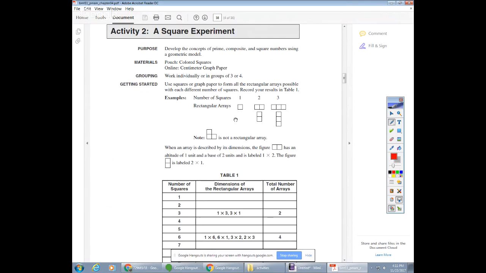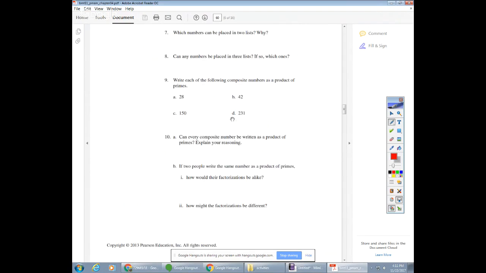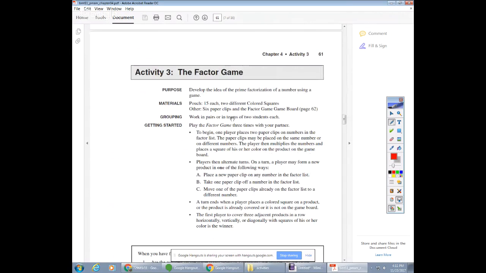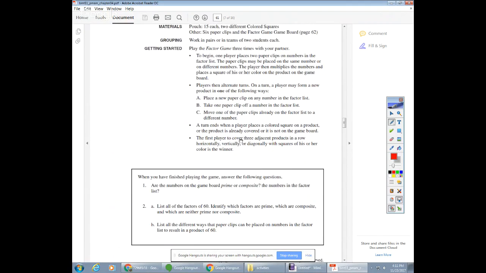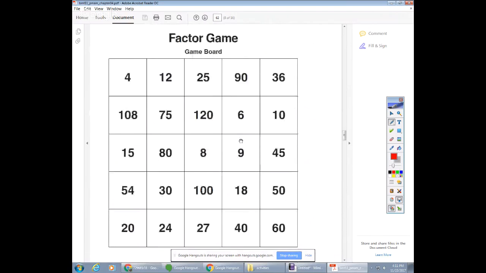And let me make a note of the activities I'm sure we're going to do. This is chapter 4, activity 2, activity 3. That one we'll play Monday. Hopefully everyone will be here for that, because it's a good one to play with a partner. It's kind of boring without a partner.